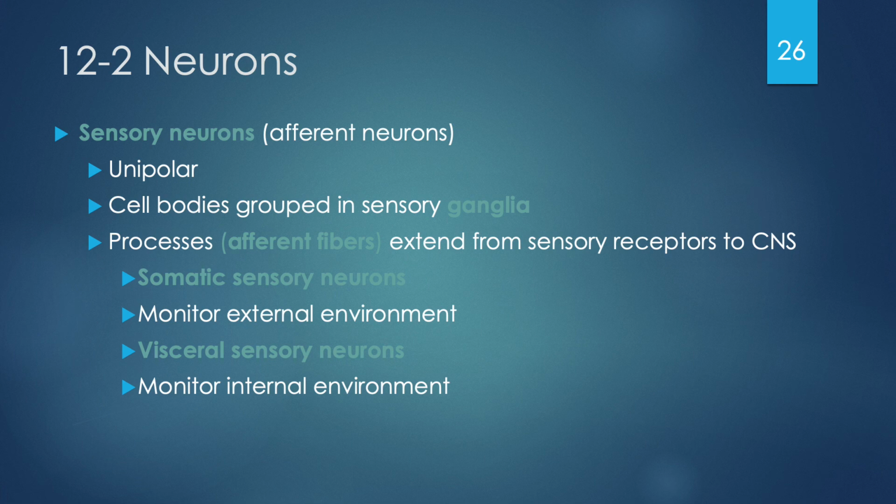We break down sensory neurons into either somatic or visceral. We have sensation both in our external environment, so somatic sensory neurons can be expected to be found in our skin, and visceral sensory neurons monitor the internal environment. For example, things that monitor the sense of how full our bladder is or how full our stomach is. Those are visceral sensory neurons.